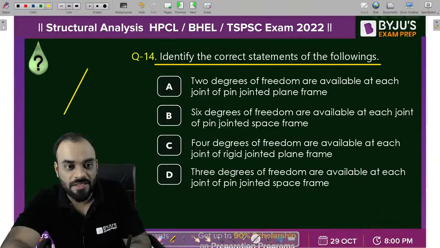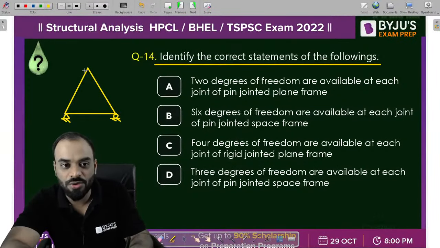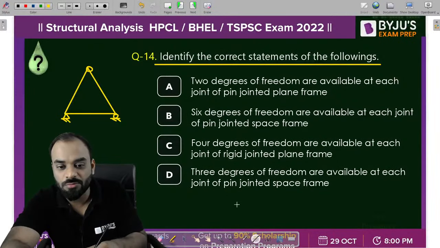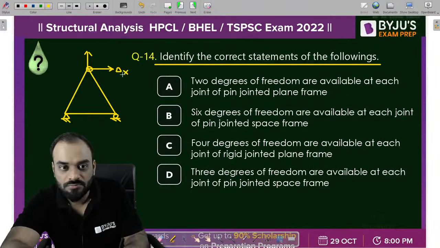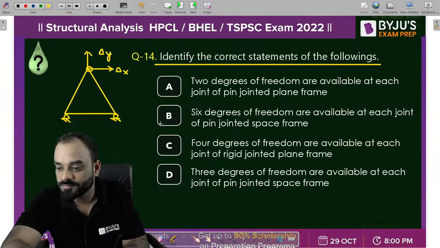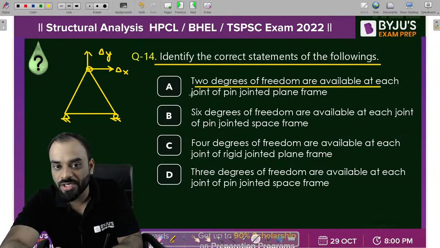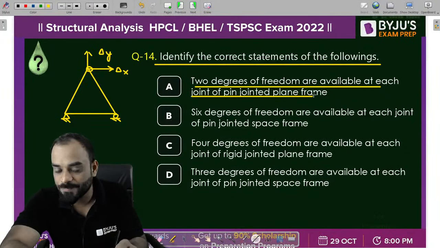Now tell me, guys, in case of a pin jointed plane frame, you know that it is basically a 2D structure. In a 2D structure, do you remember, guys, this particular joint can move in two directions, delta X and delta Y, yes or no? That means it has 2 degrees of freedom at each joint of a plane pin jointed structure.